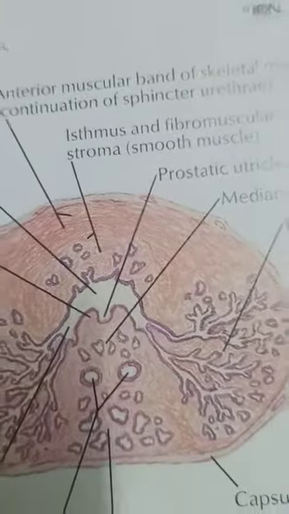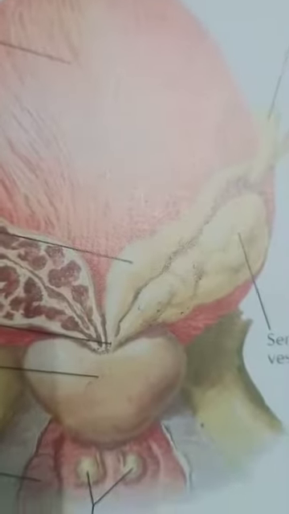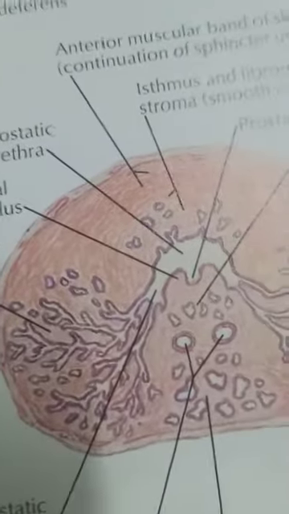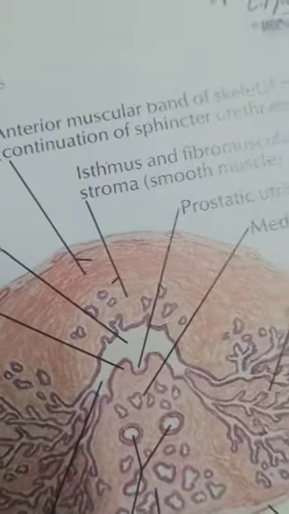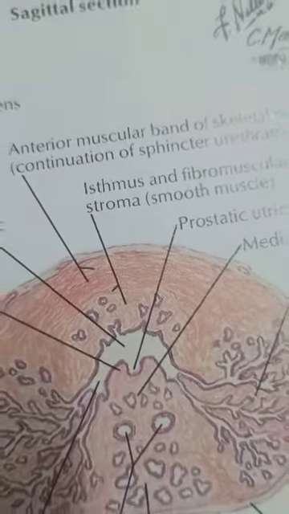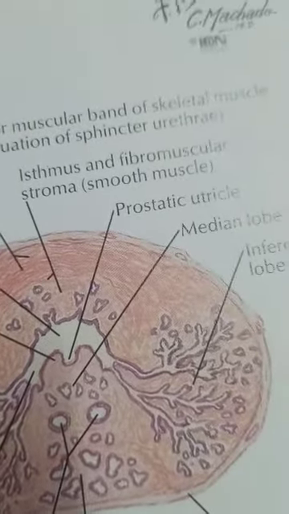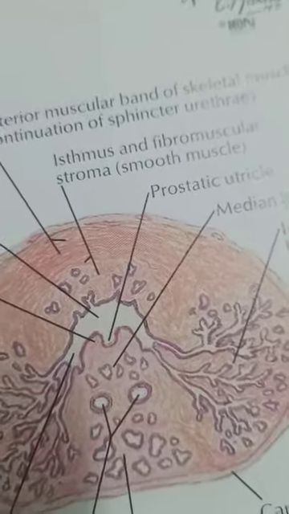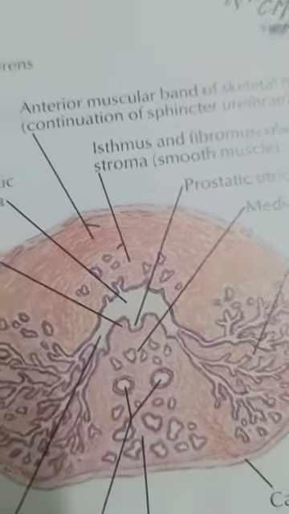Then from 20 to 30 years, there will be a marked proliferation of the glandular tissue. The glandular tissue will be highly developed, and there will be condensation and reduction of the stroma. And there will be foldings in the epithelium, making the lumen irregular. And from 30 to 45 years, the prostate remains constant. There won't be any changes in the structure.